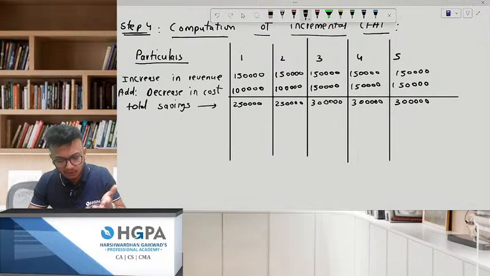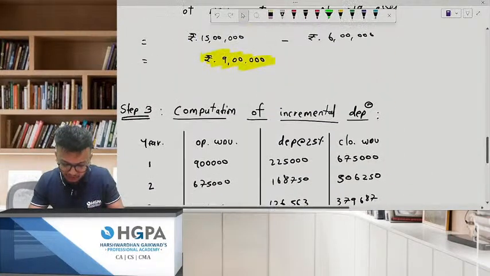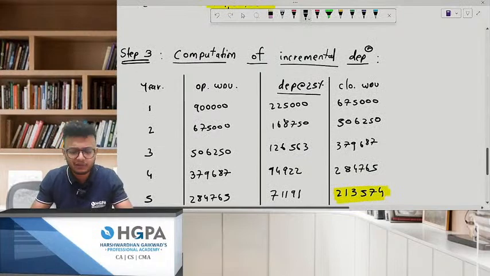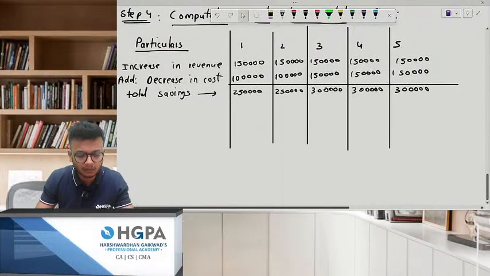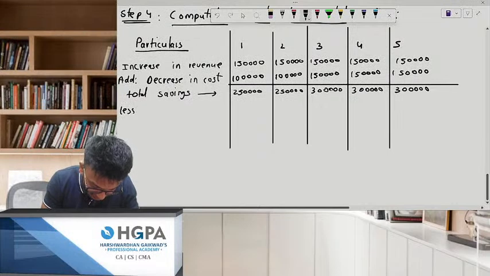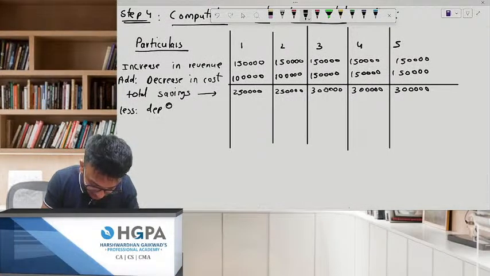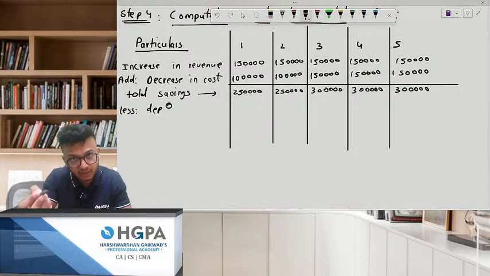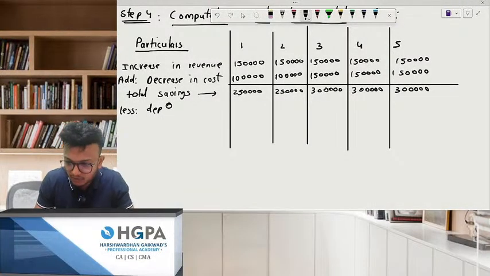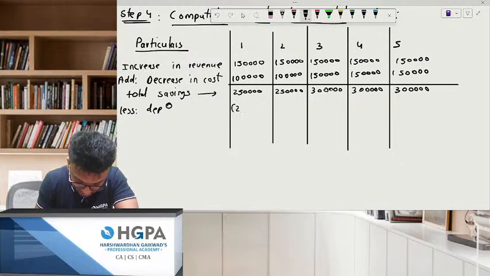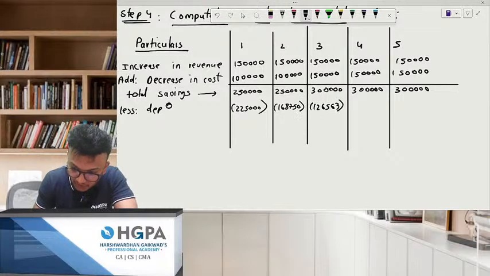Now what is there? Sir, we have to take out the depreciation table. What to do about this depreciation? Reduce it. Simple. Because you've already done the working note, so less depreciation as shown in your working note. Don't write that; you need to write the figures. How much depreciation? Please do it fast. 2,25,000. Next you have 1,68,750. Next 1,26,563. Next 94,922, and lastly 71,191.